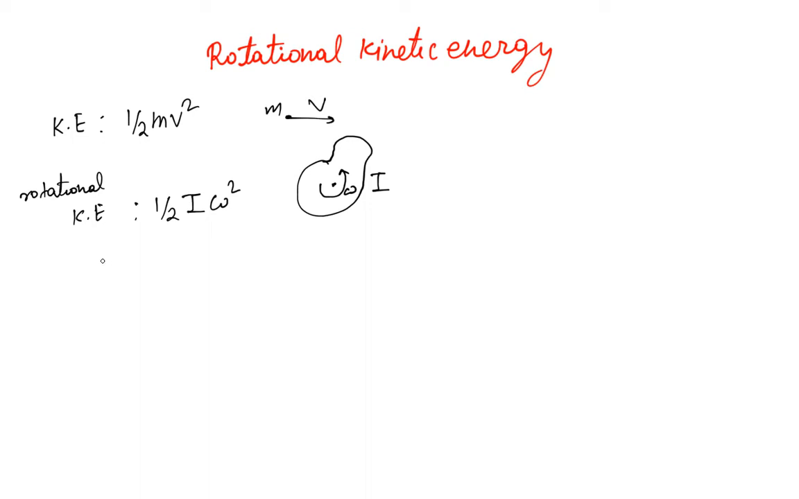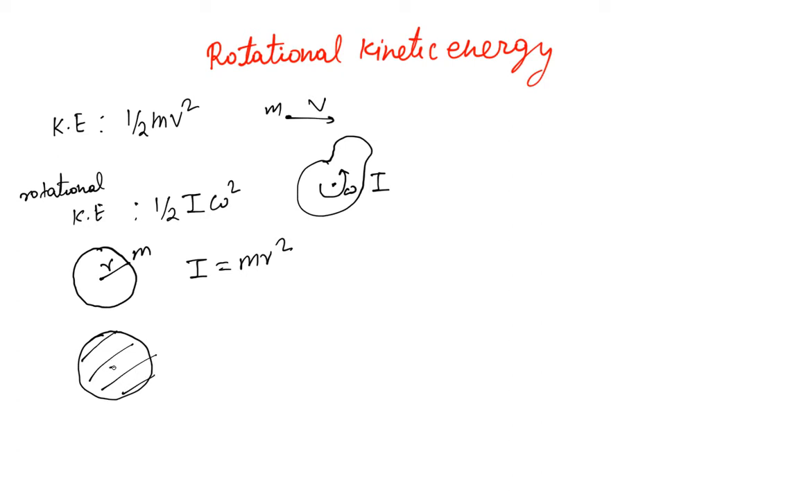Let's give some basic formulas regarding I's. For a ring of mass m with radius r, I is given as mr squared. We do not have to derive I every time we solve a problem, so we can just memorize them. For a disk of radius r and mass m, I is mr squared over 2.